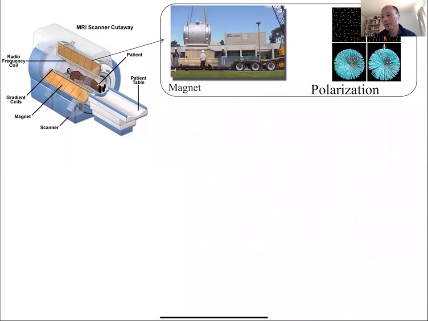Okay, so now we're gonna switch gears a little bit and start talking about what each component does in a little more detail. So the magnet, as you saw in the pre-lecture video, its main job is polarization, okay? Its main job is to polarize the magnetization to create a net magnetization that you can use. So we'll talk a little bit about what that looks like.